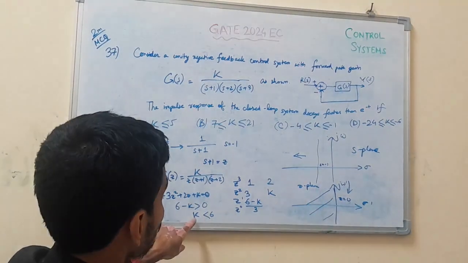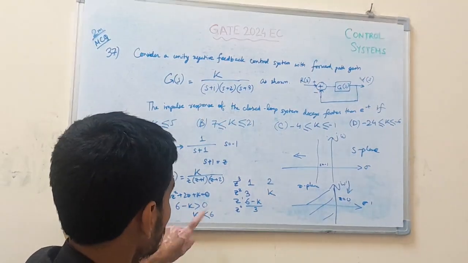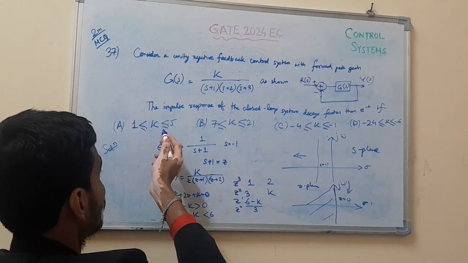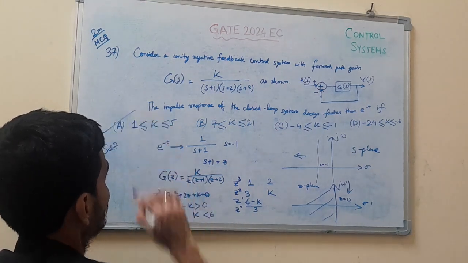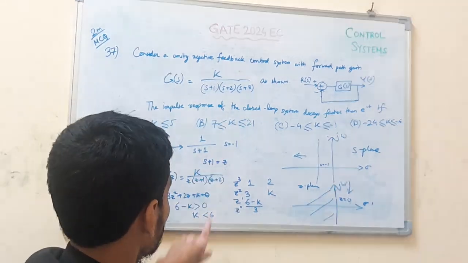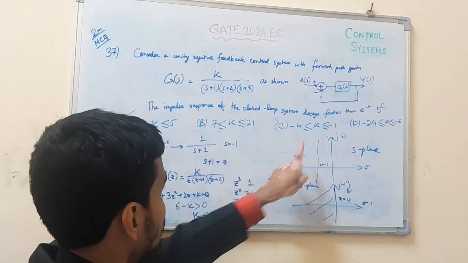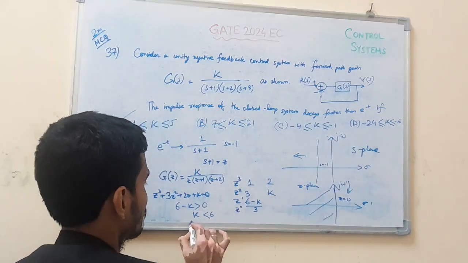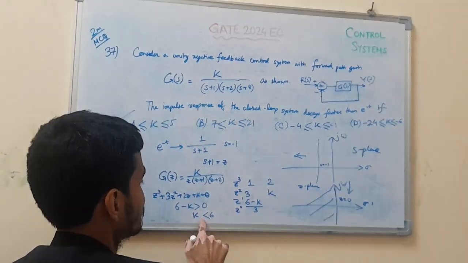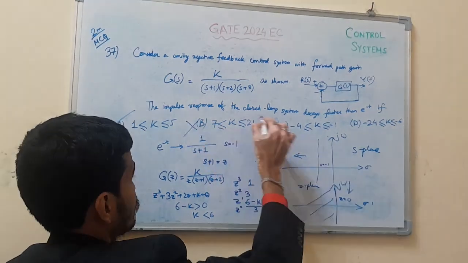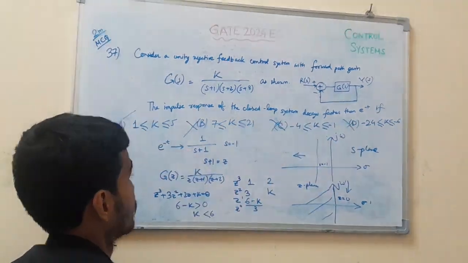Now we have to check the options for which k satisfies this condition, k less than 6. Option A, where k is between 1 and 5, is correct. Option B is not correct, as k is between 7 and 21. Option C similarly is not correct, and option D is also not correct, because k doesn't satisfy this inequality for the remaining options. So the correct answer to this question is option A.